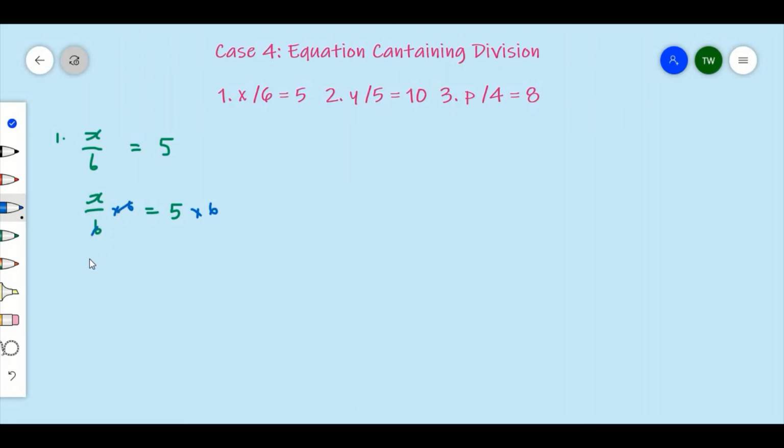So what I'm left back with is just x is equal to 5 times 6. That's going to give us 30. So x is equal to 30. We can do a quick check. If x is actually 30, then replace x with 30. So we're going to have 30 divided by 6, and that's supposed to give us 5. Alright, so absolutely x equal 30.